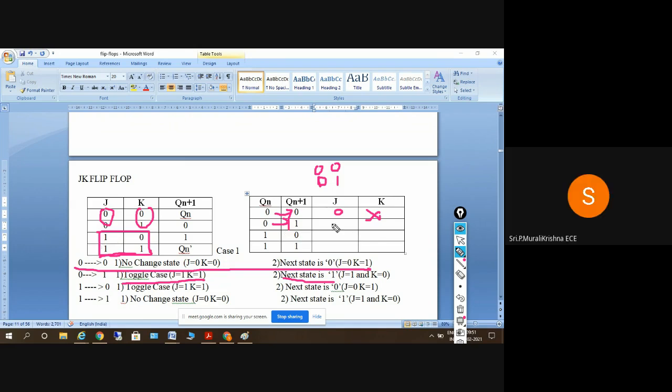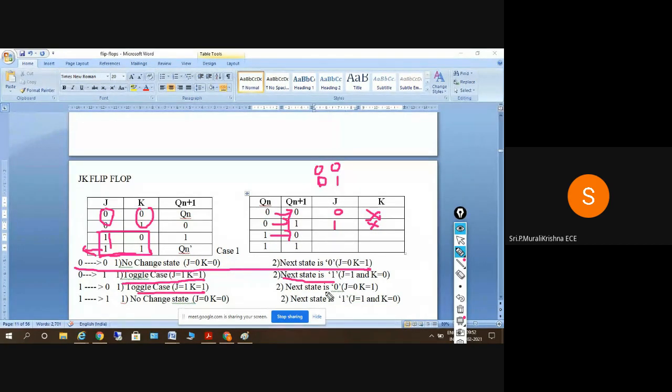Now the value of J is 1 and the value of K is don't care. The next case is 1 to 0. When does 1 to 0 come? It is a complementing case, that is a toggle case. When J is equal to 1 and K is equal to 1, we get a toggle case here, that is a complementing one.